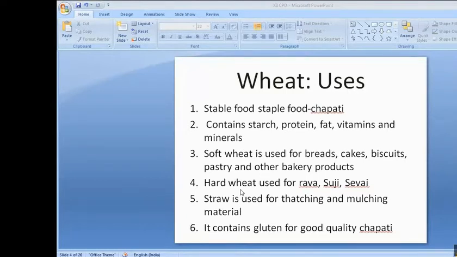How do we make the chapati? We flatten it. The flattening is possible only because of gluten, which is the nutritional part of wheat, that makes the dough soft, and we can flatten it.